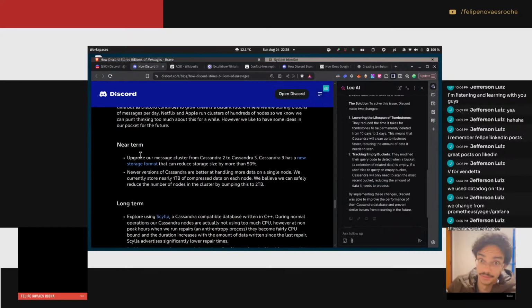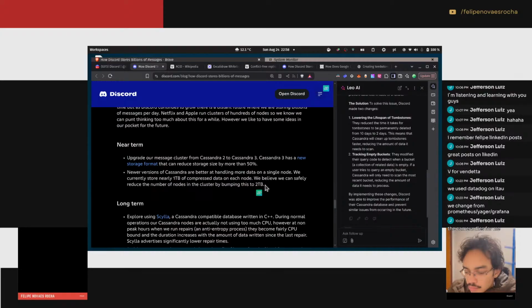So the near term is upgrading from 2 to 3. I think they already did that. A newer version of Cassandra is better at handling more data on a single node. We currently store nearly 1 terabyte of compressed data on each node. We believe we can safely reduce the number of nodes in the cluster by pushing this to 2 terabytes.